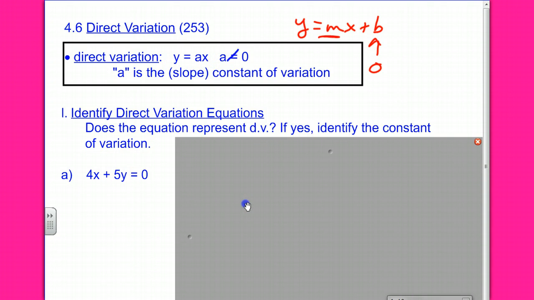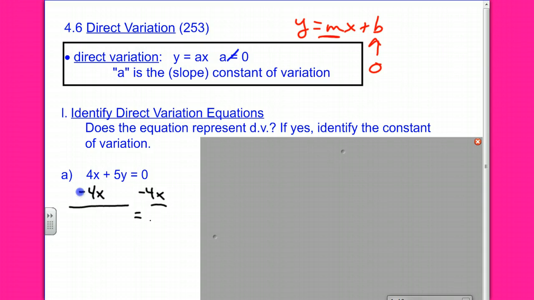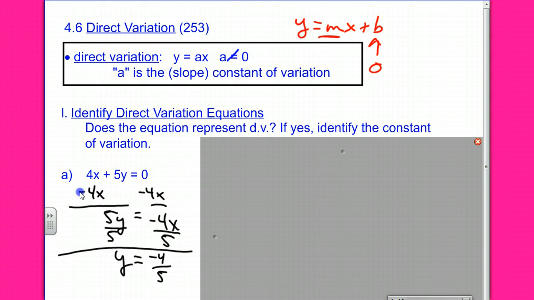Okay? So let's see. In this equation here, we see an equation in standard form. In order to determine whether it's a direct variation equation, let's isolate y. Let's solve this equation for y. What do we want to move first? That's right. Let's move the x term away. Let's subtract it from both sides of the equal sign. And we now have negative 4x on the right. On the left, we have 5y. And to finish, we divide both sides by 5. And we have y equals negative 4/5 x.